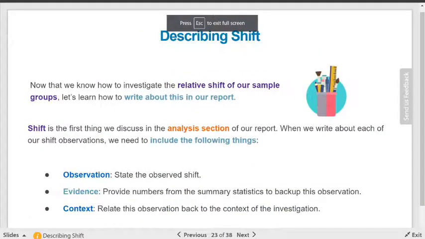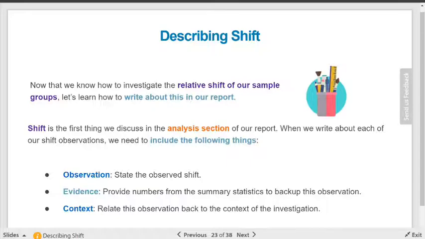So now that we know about shift, let's learn about how to write about it. It's always going to be the first part of your analysis section, so I want you to label it shift. And at the same time you talk about shift, you can also talk about spread. Shift, spread, same kind of idea.